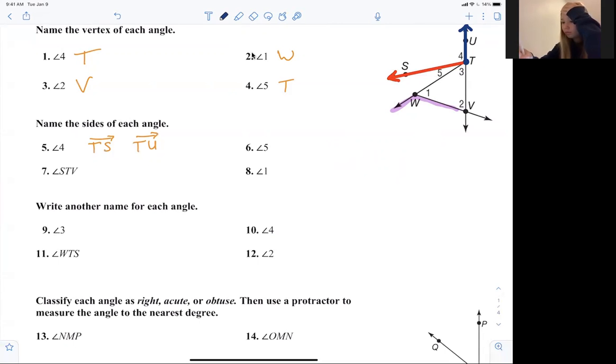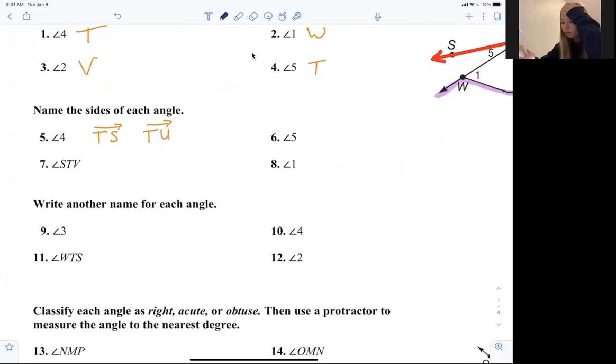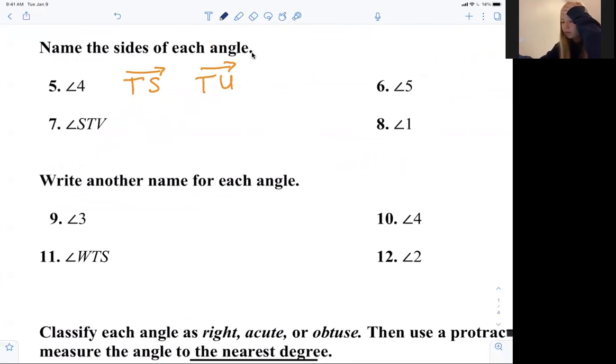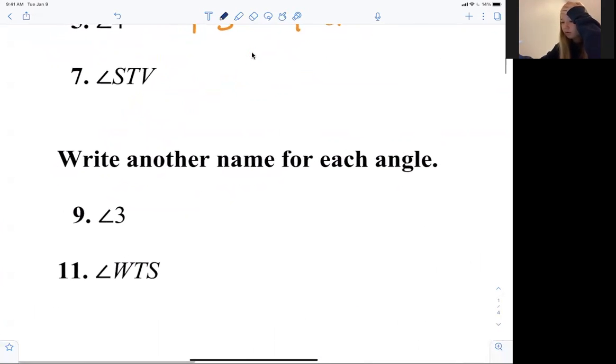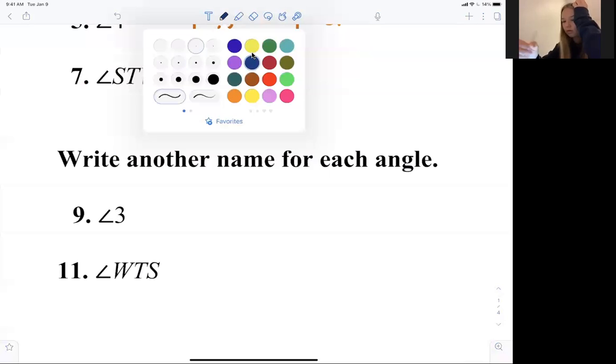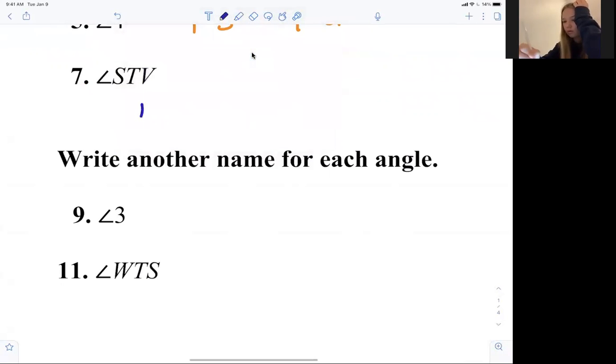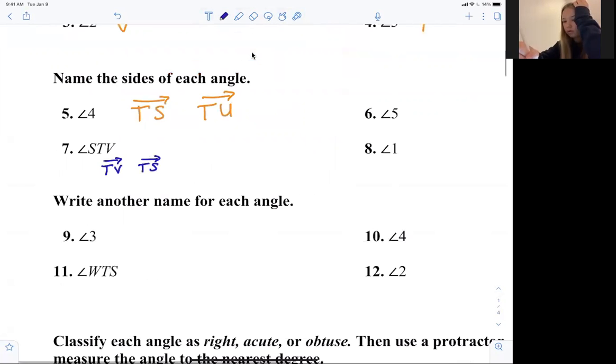Now, I want to show you something on number 7. Everybody watch me blow up on this for a second. Do I need the picture? No, because what's the vertex? T is the vertex. Does everybody agree with that? So I'm trying to show you, you don't always need the picture. So we would say the vertex is what? I'm sorry, the rays would be what? TV and TS. That's how you write the rays, which I know you know.